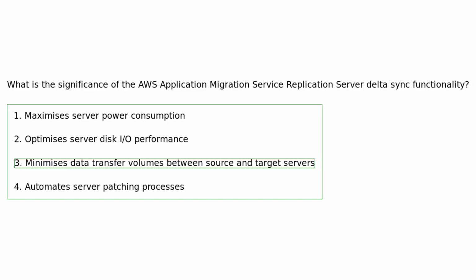The AWS Application Migration Service replication server Delta Sync functionality minimizes data transfer volumes between source and target servers by only transferring changed data blocks, reducing the overall data transfer workload.